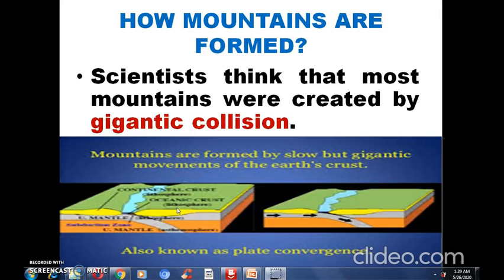Okay, students. So now you understood why scientists think that most mountains were created by gigantic collision. We will understand in another slide how the mountains are formed by gigantic collisions.